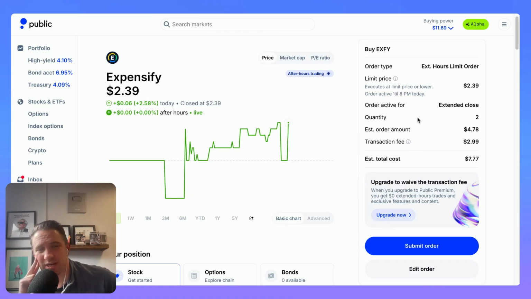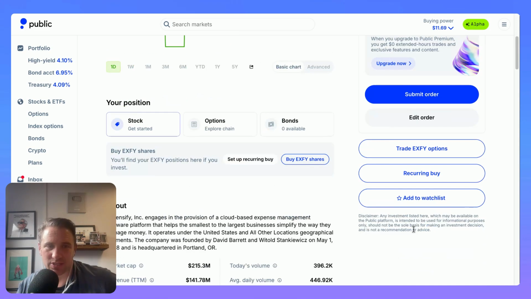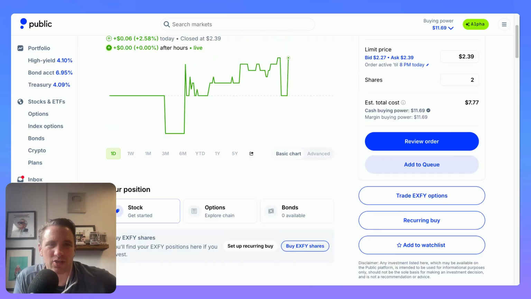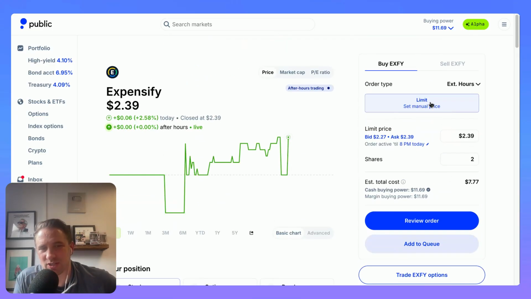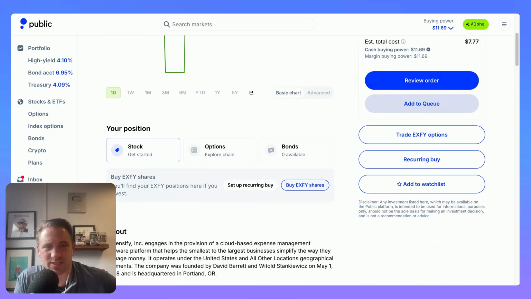Now, by the way, I'm trading on a pretty small account, $11. I can't make this trade because my transaction fee is $2.99. Oh, no, sorry, $4.78 for 2 shares, but half of it's a transaction fee. I mean, that's a terrible trade. I have to make back 50% just to break even. So I'm not going to do that, but that is how you would essentially get started in the trading process.